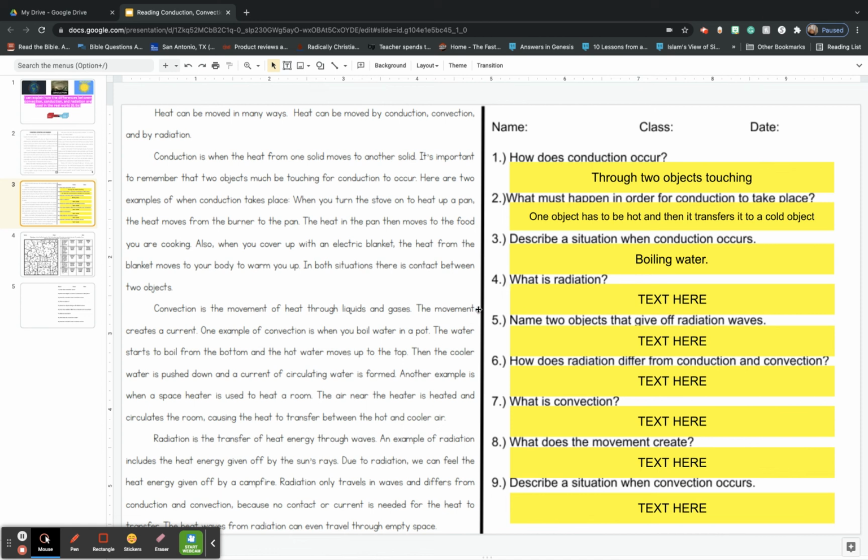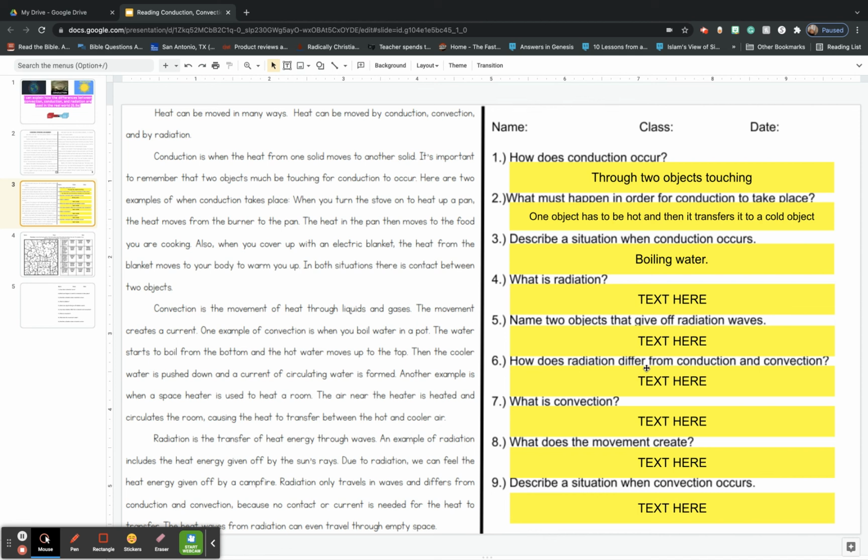Now it says name two objects that give off radiation waves. Well, an example of radiation includes the heat energy given off by the sun's rays. Due to radiation, we can feel the heat energy given off by a campfire. So it gives us the sun's rays and the campfire right there. So 4 and 5 are right there.